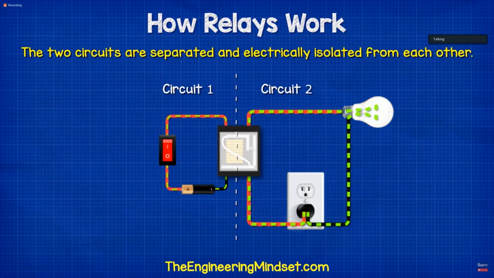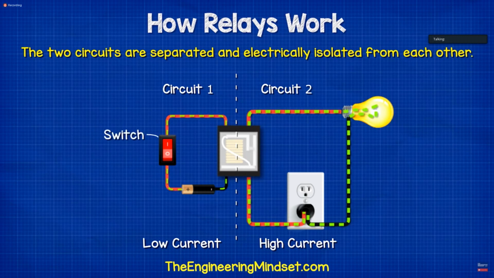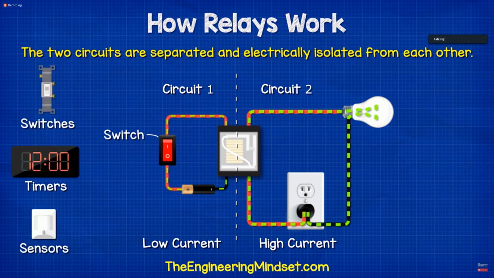Relays ensure complete electrical isolation between the controlling and the controlled circuits. Relays are often used in circuits to reduce the current that flows through the primary control switch. A relatively low amperage switch, timer, or sensor can be used to turn a much higher capacity load on and off. We'll see examples of this a little later in the video.